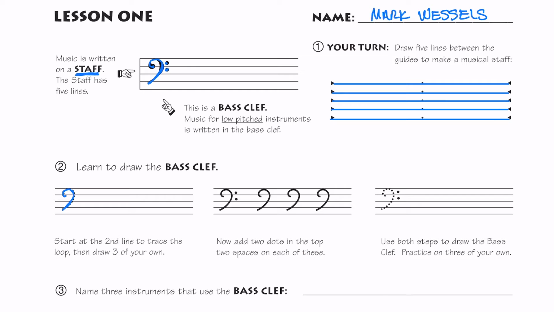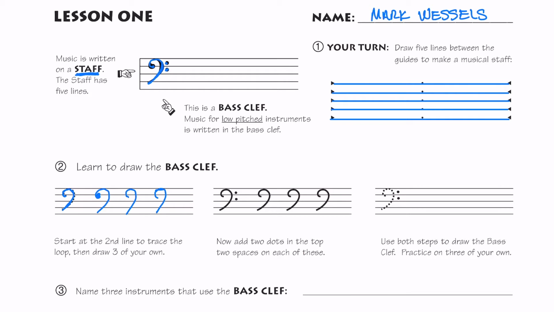Bass clef, you just basically start with a dot around the second line here, and you make a curly Q, and then you end up down here. So let's draw a few of those on your own. It's almost like an ear. Okay? I don't want to go beyond the staff. I don't want to go up here and make it humongous. Let's just keep it within the staff.